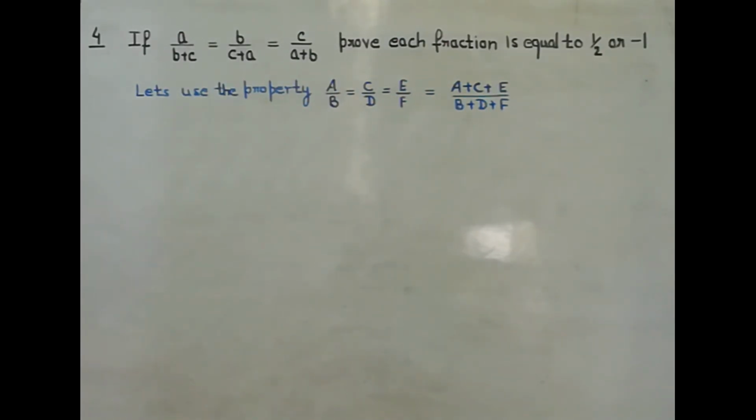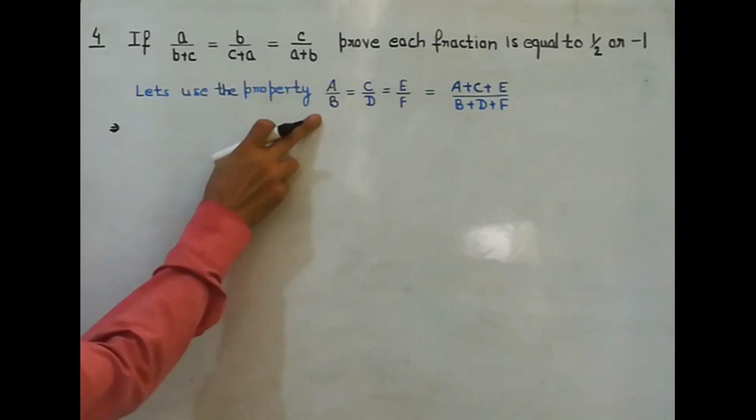This is the property. In the starting I have told you about this property, that if two or more than two ratios are equal, then each of the ratio is equal to a ratio formed by, in the numerator place, sum of the antecedents, and denominator place, sum of the consequents. So we are going to apply this property here.